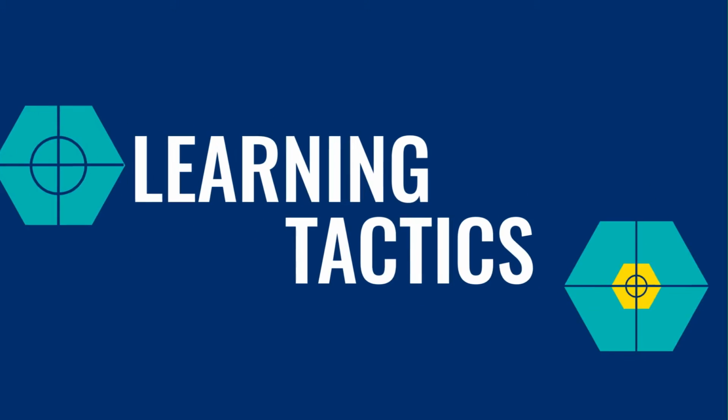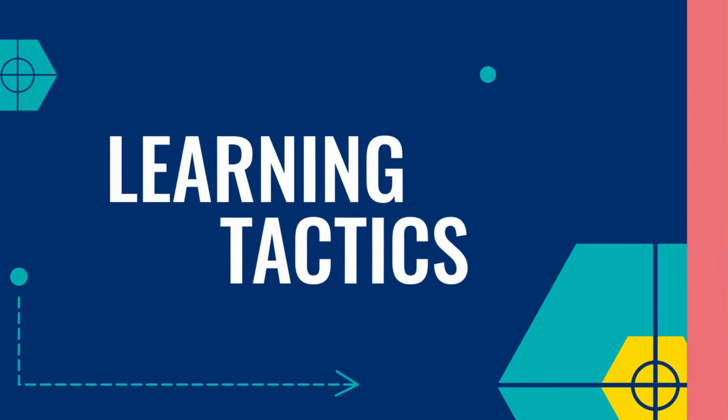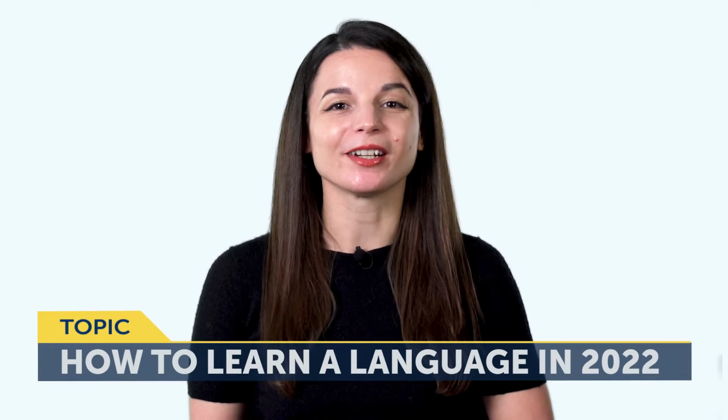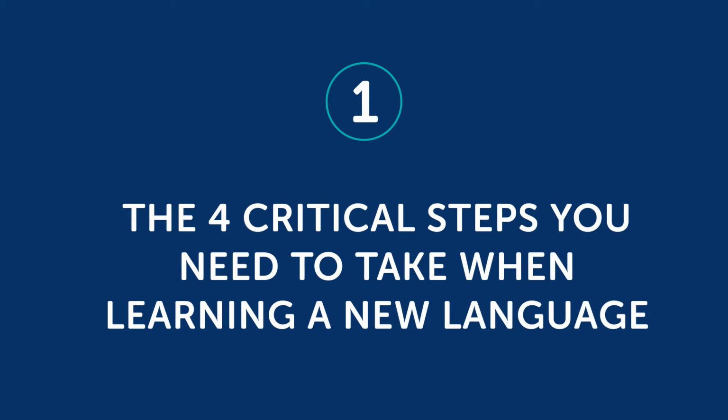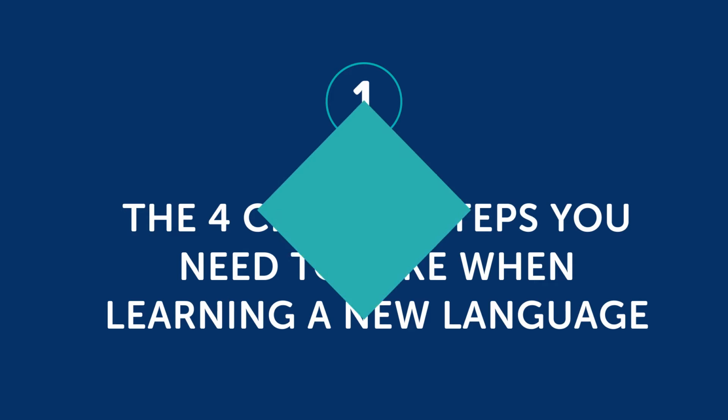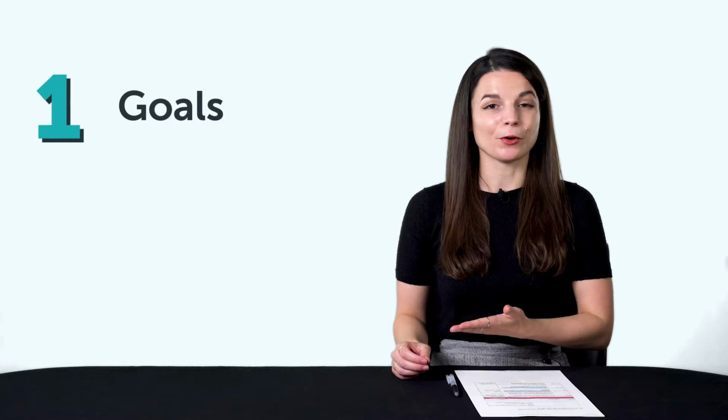Okay, let's jump into today's topic. How to learn a language in 2022. Part 1. The 4 critical steps you need to take when learning a new language. Every time you start a new language, you should start with 1. Goals, 2. Anchor points, 3. Grammar, 4. Reading. What are these 4 steps, and why do you need them to succeed with language learning? Let's jump in. The first one is goals.